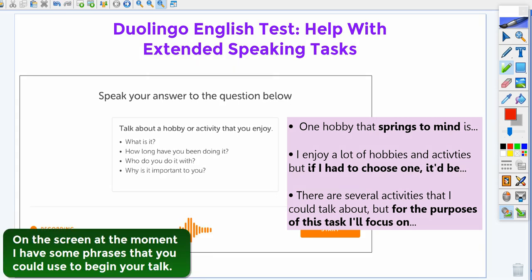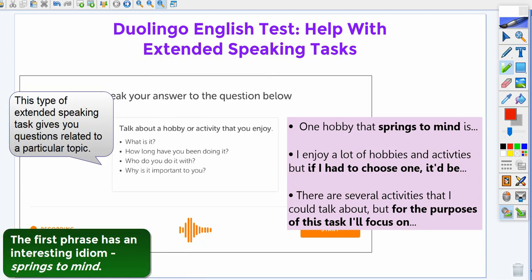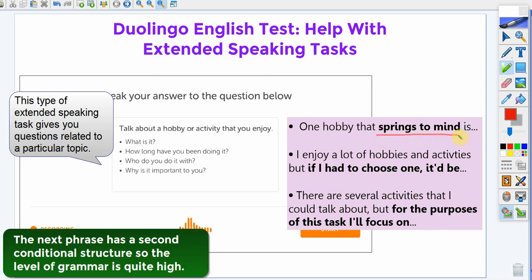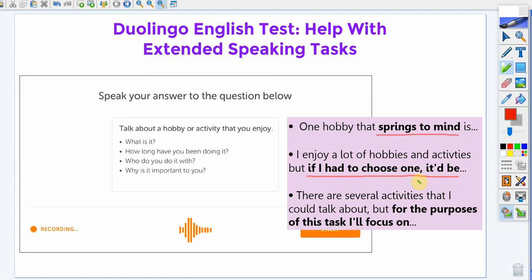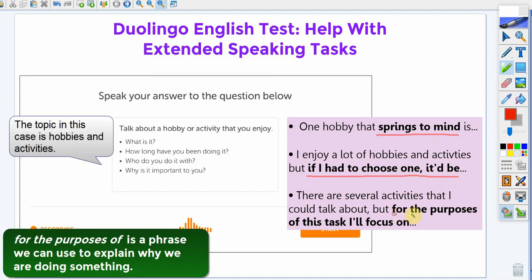On the screen at the moment I have some phrases that you could use to begin your talk. The first phrase has an interesting idiom, springs to mind. The next phrase has a second conditional structure, so the level of grammar is quite high. For the purposes of is a phrase we can use to explain why we are doing something.